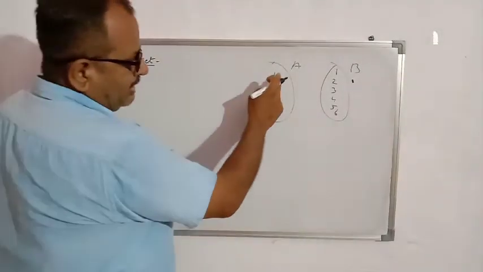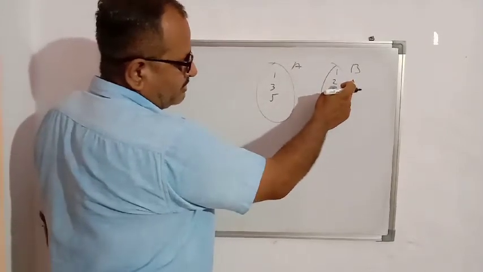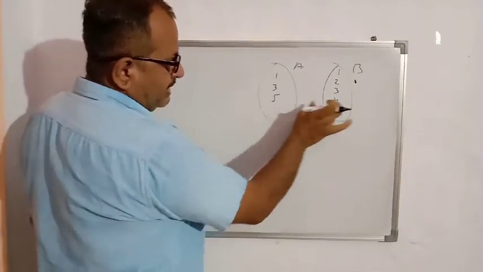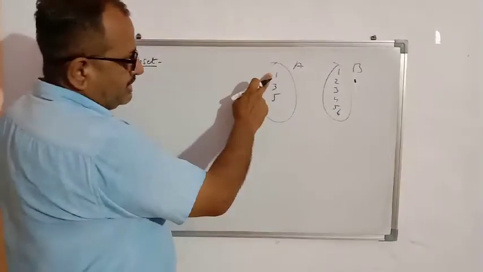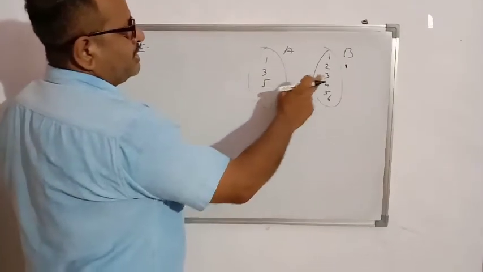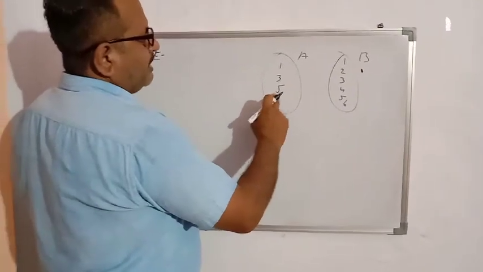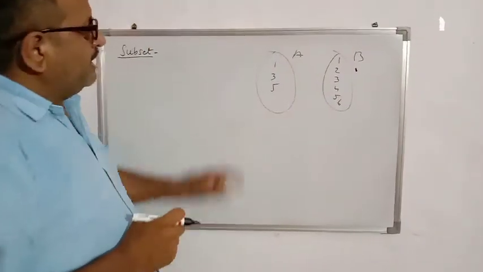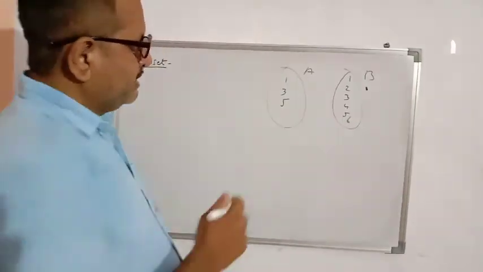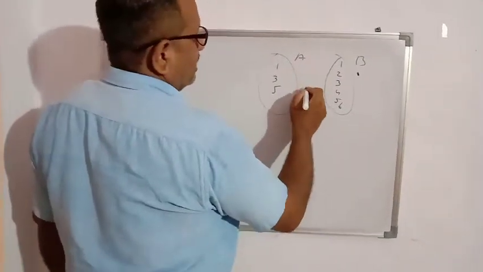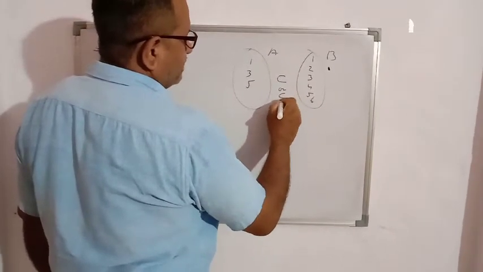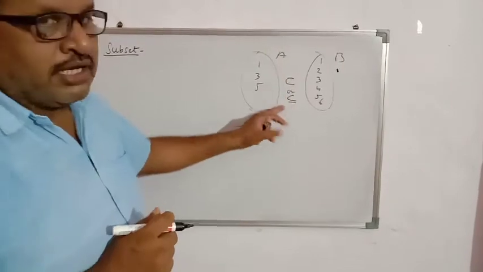We see that every element of set A is also an element of set B. Every member of set A is also a member of B, meaning A completely lies in the set B. 1 is an element of A, 1 is also an element of B. 3 lies in the set A, 3 also lies in the set B. 5 is an element of A, 5 is also an element of B. So when every element of one set is also an element of the other set, then this set is called a subset of the other set, and we represent it by this symbol. This is the symbol of subset. In some books it is represented like this also. So both are symbols of subsets.